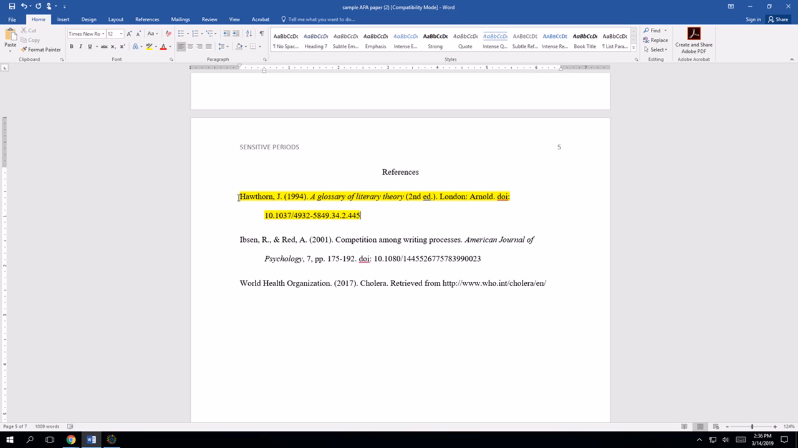The next part is the title of the book, and that will be in italics, and notice that it's only the very first word that gets capitalized. Then we'll list the edition number, the publication data, and the DOI.